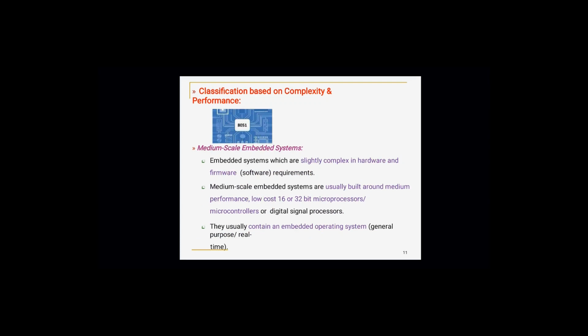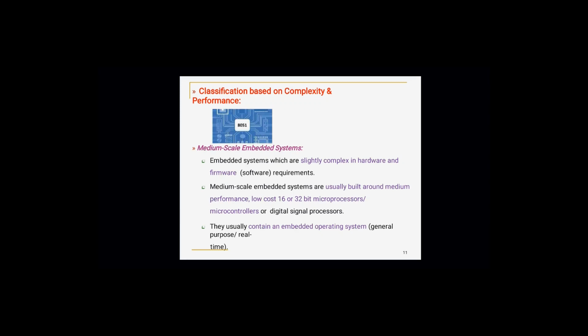Medium scale embedded systems are used for sophisticated purposes. They will have complex hardware, with more hardware components. Their purpose is very important, somewhat critical. For example, a guest arrives and presses the calling bell. If the calling bell is not working, it doesn't matter. He can knock on the door and you can open.